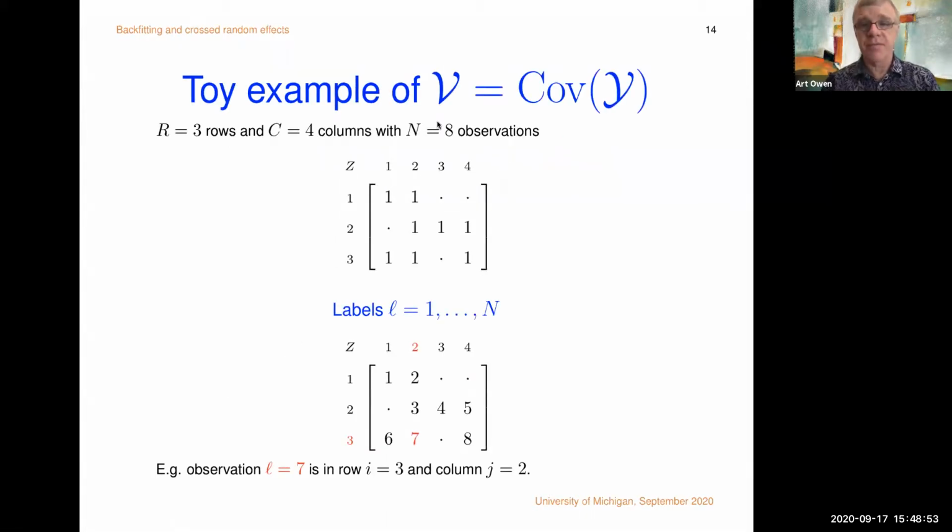Let me illustrate for you what this covariance matrix looks like. We have a tiny data set with 3 rows and 4 columns. And of those 12 points, 8 are observed. So here it is sketched out, rows 1 to 3, columns 1 to 4. We saw this one, but not that one. Now let's label these, with an arbitrary labeling 1 to n. So we just put in numbers, 1, 2, 3, 4, up to 8. And so observation 7, well, that guy's in row 3 and column 2.